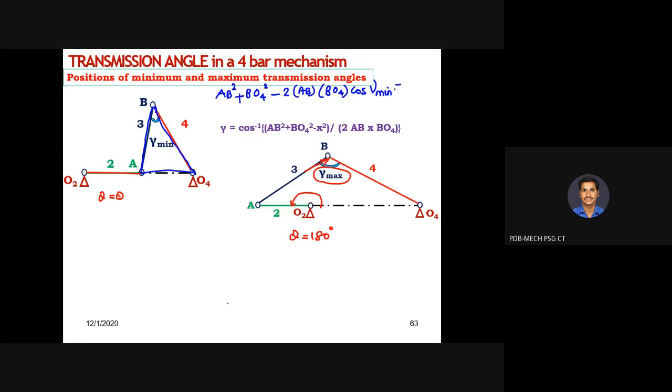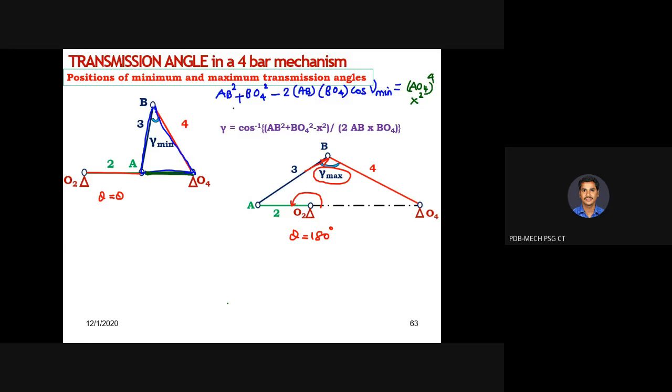Gamma minimum is equal to what? Which side is opposite to that angle? This one. Am I right or not? What is the name for this? AO4 square. Exactly. AO4 square, or for the time being let me keep it as x square. So I will keep AO4 as x.